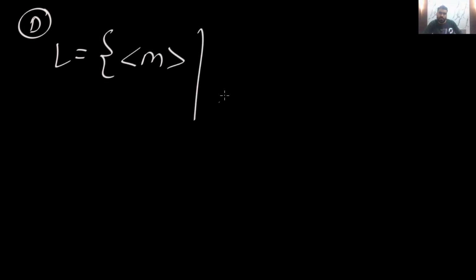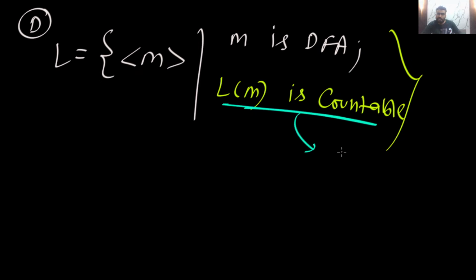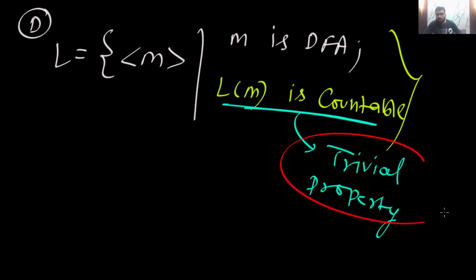What about option D? Option D is saying the set of encodings of DFAs, where M is a DFA and you are saying that L(M) is countable. Again, this is a trivial property for regular languages. Yes or no? See, this is a trivial property because every language is countable.